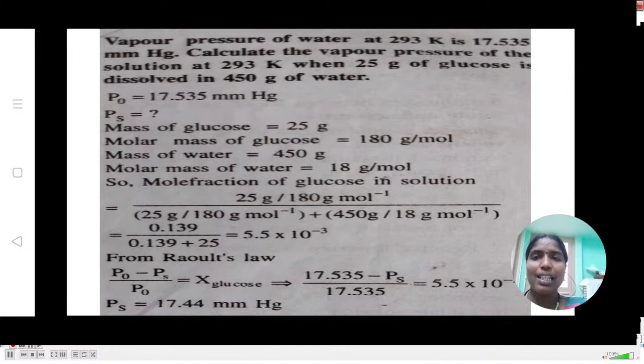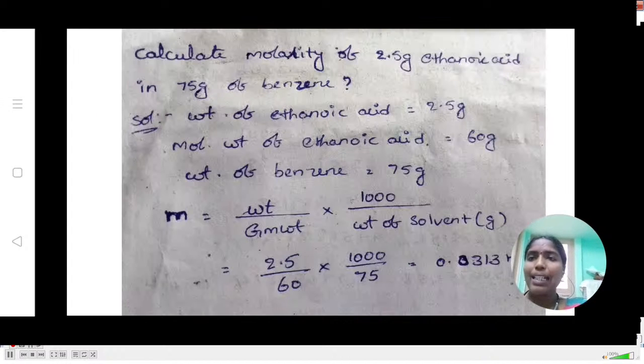Okay, let's go to the next question. Calculate the molality of 2.5 grams ethanoic acid in 75 grams of benzene. Calculate the molality of 2.5 grams of ethanoic acid in 75 grams of benzene.